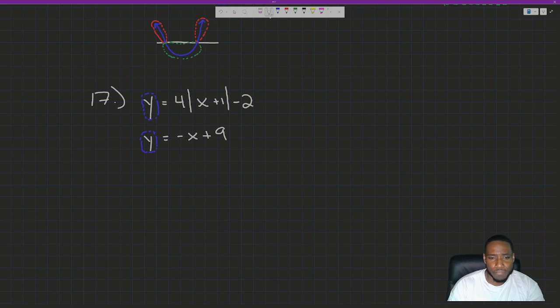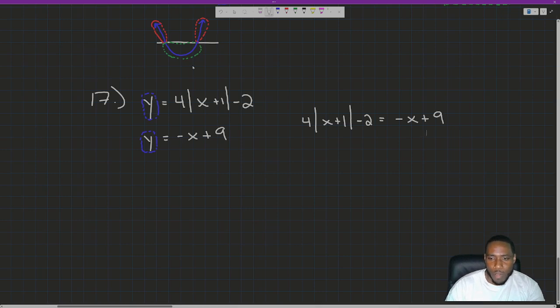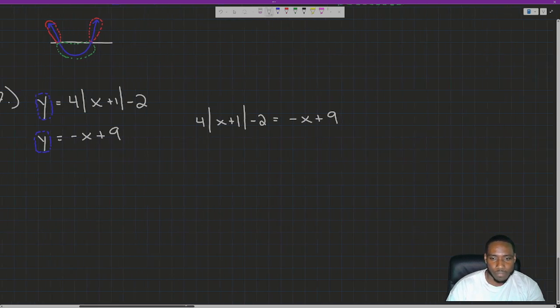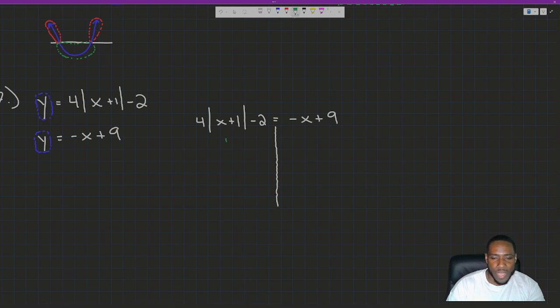We're going to say 4 times the absolute value of x plus 1 minus 2 is equal to negative x plus 9. And now we're going to go ahead and solve. The easiest thing to do right away is just to add 2 to everything. That's going to cancel out. We're left with 4 times the absolute value of x plus 1 is equal to, over on the right side, we got this negative x, and 9 plus 2 equals 11.